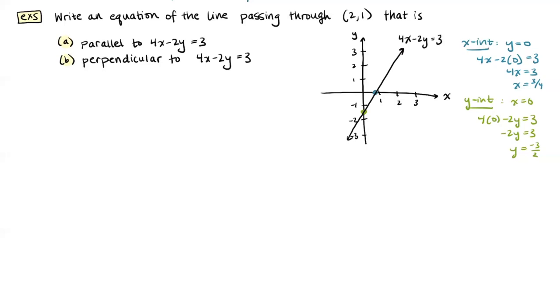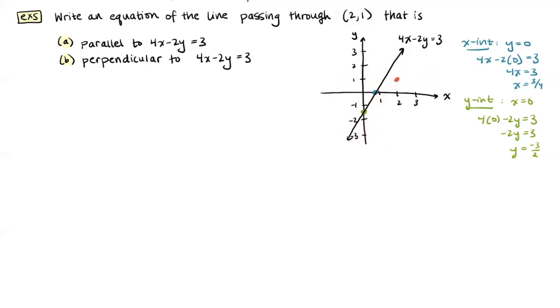Now we are looking for another line that passes through (2, 1). That point, (2, 1), is right here. Obviously, the line that we are given does not go through this point. What we want to do in part A is find the line that's parallel to this one. There's a bunch of lines parallel to this one, but we want the one that has the right slope and goes through that point.